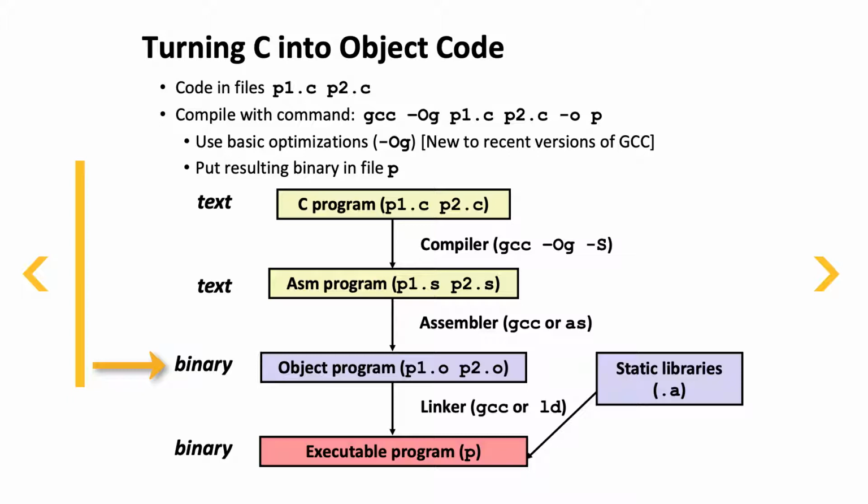And then finally, we use the linker, where we add in static libraries that we've referenced. That kind of stuff gets linked in, and we end up with a binary file, and that's our actual executable program. That's our final process. Now, again, we usually just think in terms of using GCC with a single command to go through this whole process, and usually that doesn't matter.